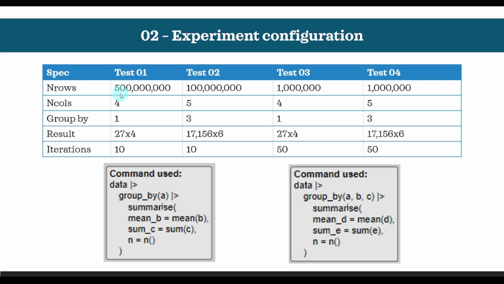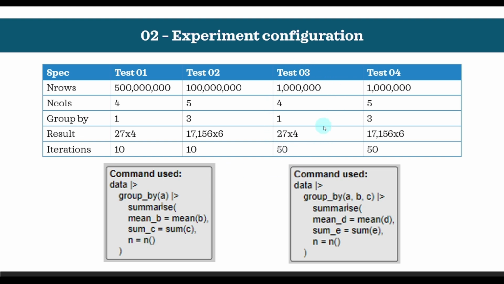In the first one, I used a dataset with 500 million rows by 4 columns. I grouped by 1 column and I had a result of 27 rows by 4 columns. And I ran 10 iterations of this test. So the command that I used is this one right here. So I use the data, I pipe it into the group by function to group by the first column, and I summarize the other columns. I got the mean of V, the sum of C, and the frequency.